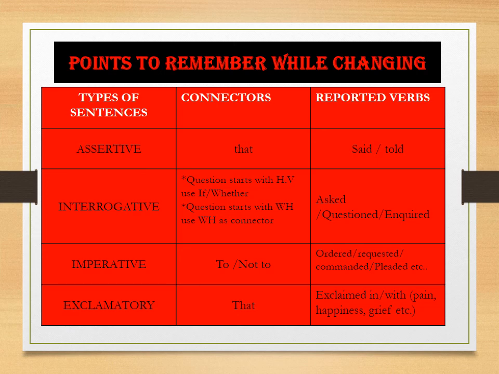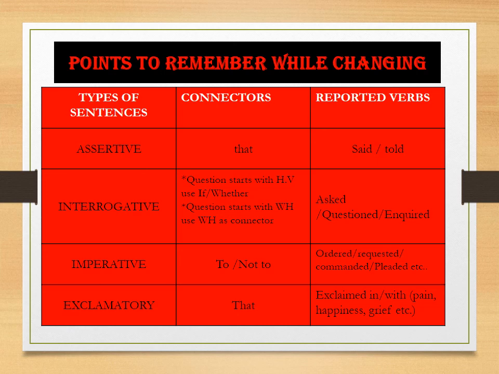But as of now, please remember the reported verbs. You have to change them. Most probably it is already given in your question, but sometimes it is not given. You can use words like asked, questioned, inquired, depending on the mood of the sentence. Then coming to the next type of sentence, imperative, which is your order, request, or command type of sentence. Here too, we are not using the connector that. We use to or not to. And the reported verbs used here are ordered, requested, commanded, pleaded, etc.